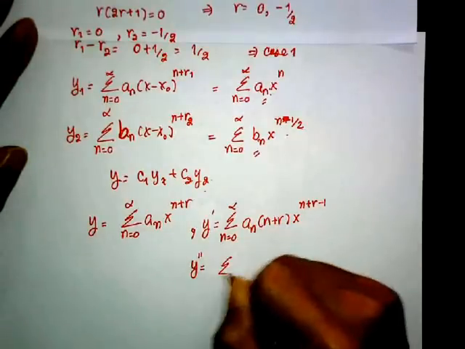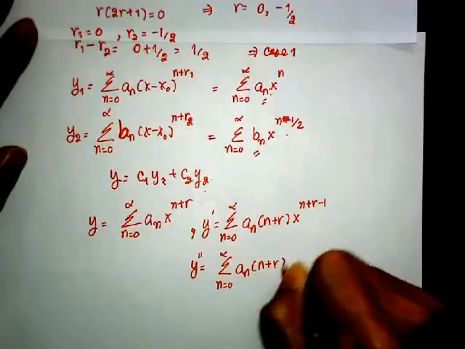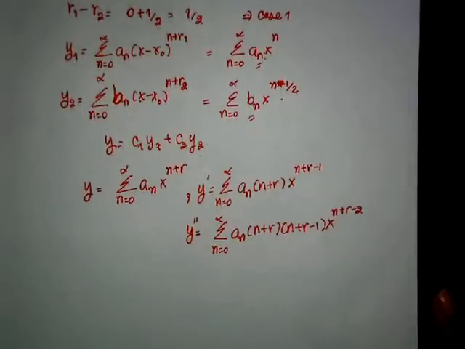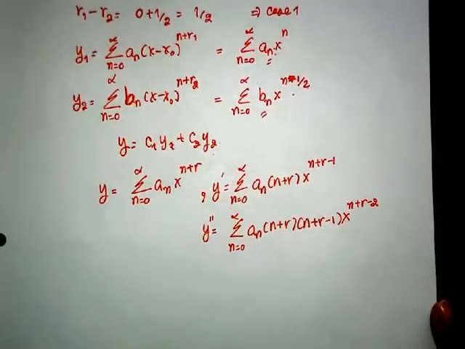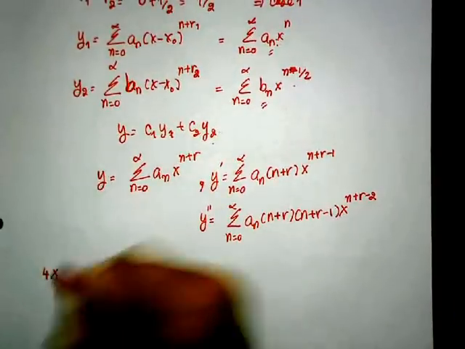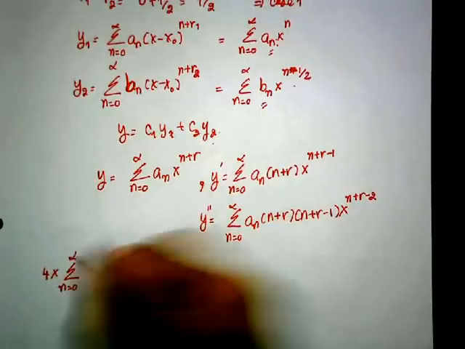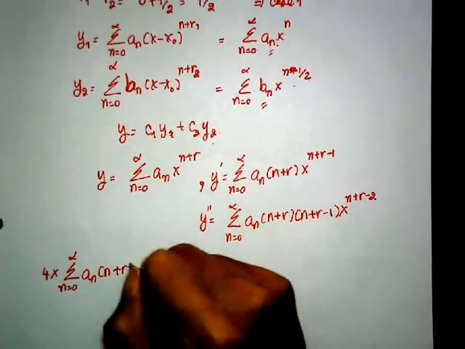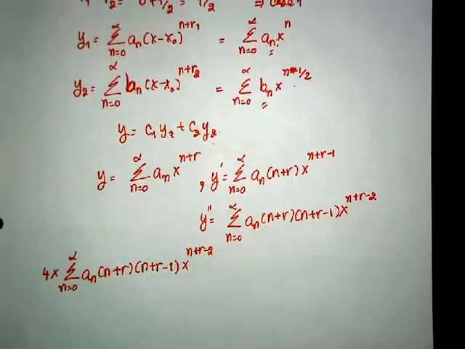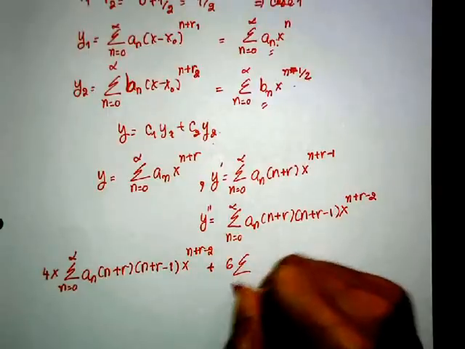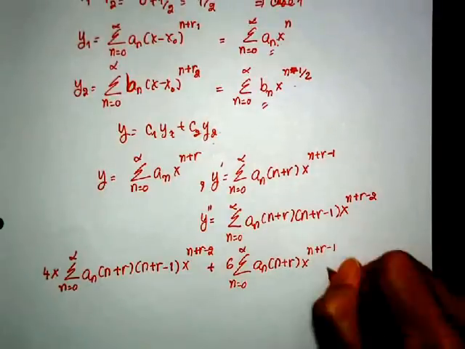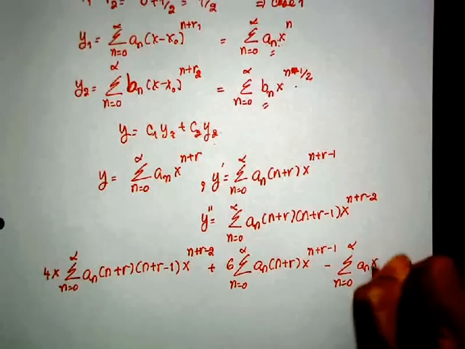And the second derivative, like that. Okay, and then we put y and its derivatives into our differential equation, so we will get a times x times summation of this plus this and minus y, which is summation, equals 0.